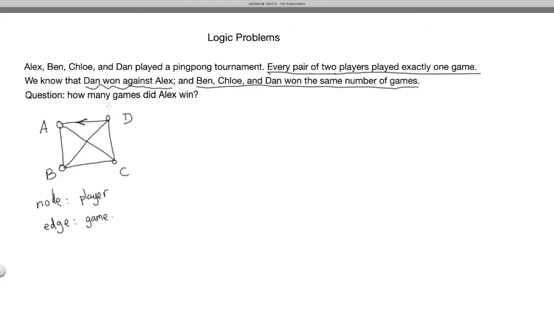Now from here, it's immediately clear that the total number of games played among those four players is 6, because you can count it: 1, 2, 3, 4, 5, 6. So totally there are 6 games.